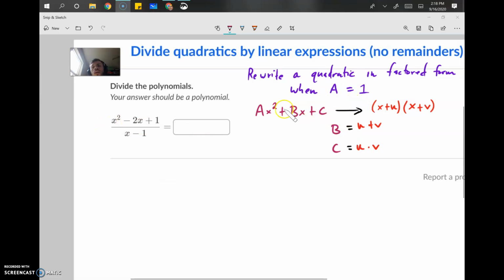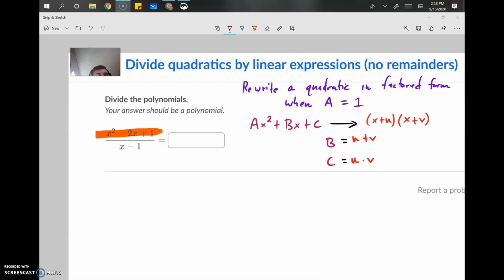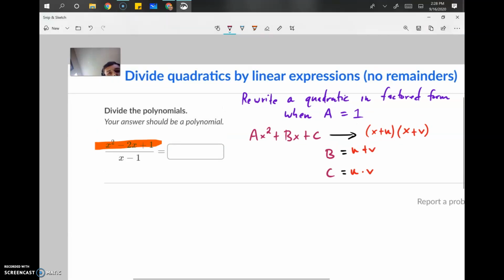When a equals 1, there is a relationship that will allow us to go from standard form to factored form. And the relationship is outlined right here, where b equals u plus v and c equals u times v. Let's use this relationship to factor the quadratic. First thing you want to do is identify what b and c are. So b is the middle term, the x term, which is negative 2, and c is always the constant, which is positive 1.